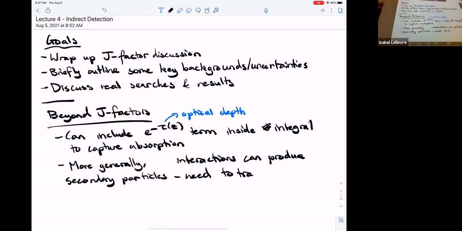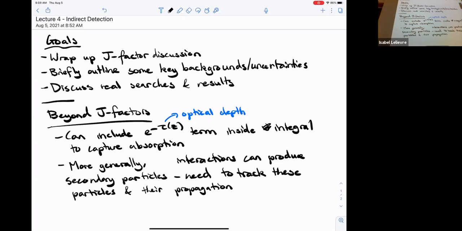So in that case, you need to track these particles and their propagation. This tends to lead to writing down some set of coupled differential equations for the propagation of the different species that are involved in the cascade. And I'll give you another example of that, which is also written up in the lecture notes, which is particle propagation in the very early universe.